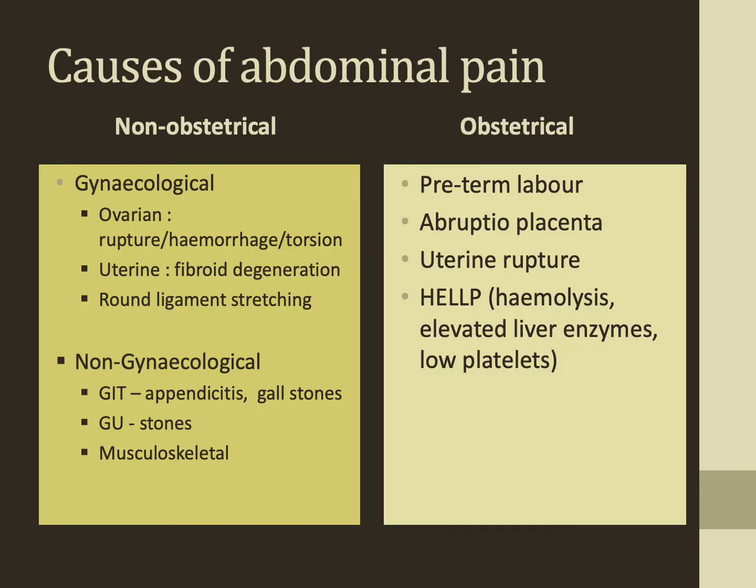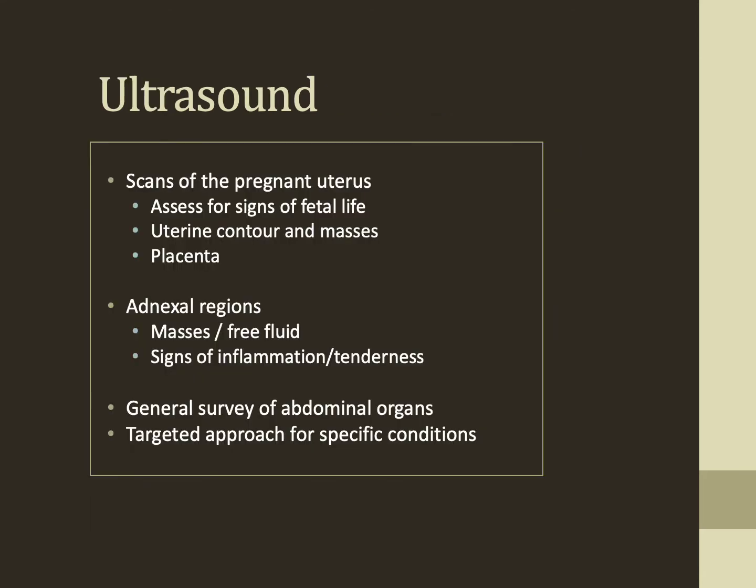Let's have a look once more at the causes of abdominal pain in pregnant patients. They can be broadly classified as obstetrical and non-obstetrical causes. This is the ultrasound protocol that we use in my department for patients who present with abdominal pain during pregnancy. Scans are done on the pregnant uterus to assess for signs of fetal life. We also look at the uterine contour to see whether there's any irregularity, especially in patients who are suspected of having a rupture or dehiscence.